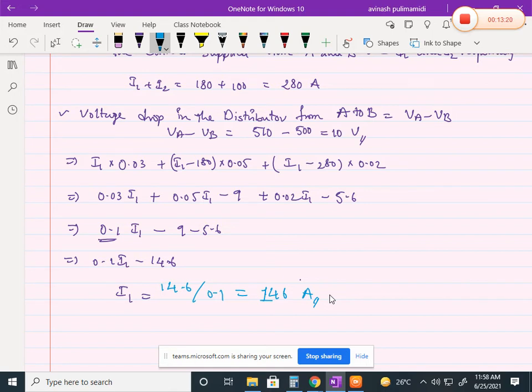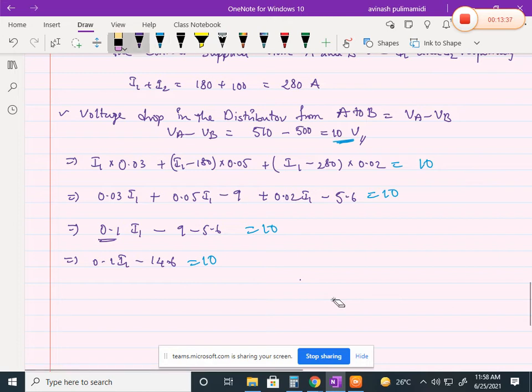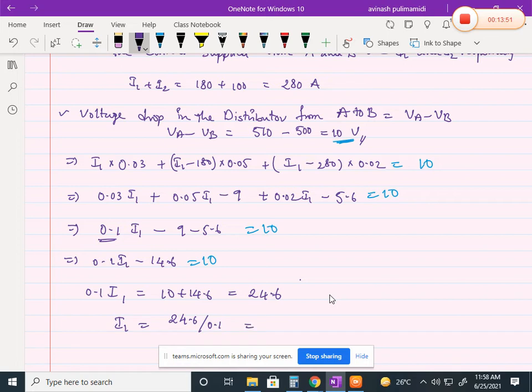Sorry, I have made a mistake here. What is the voltage? Total voltage drop here is 10. Then this implies 0.1 I1 is equal to 10 plus 14.6, that will be 24.6. Then I1 is equal to how much? 24.6 divided by 0.1 will be 246 amperes. This is the current I1.